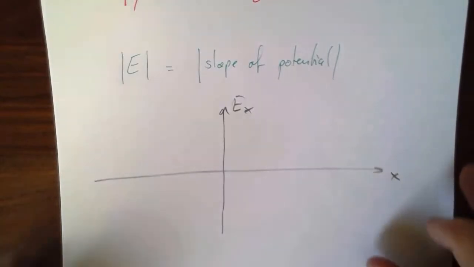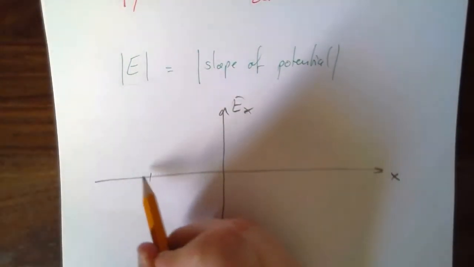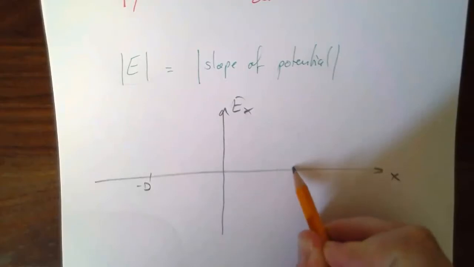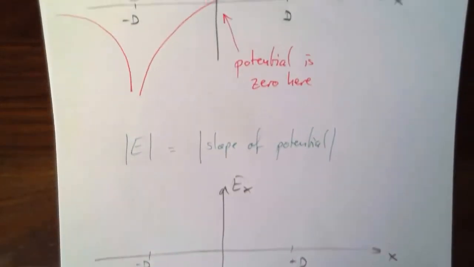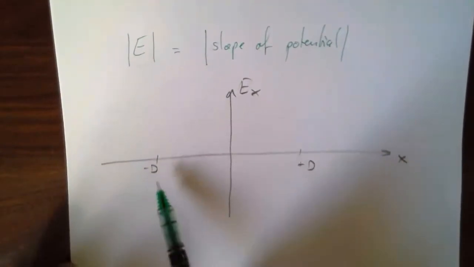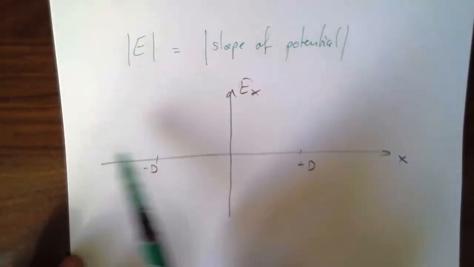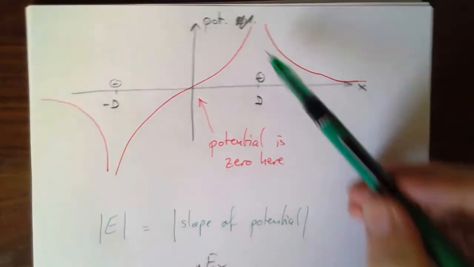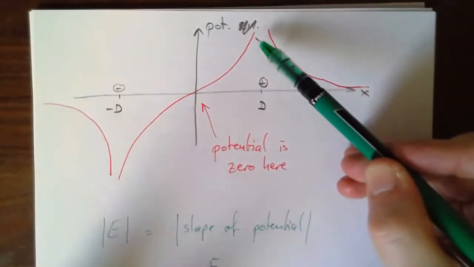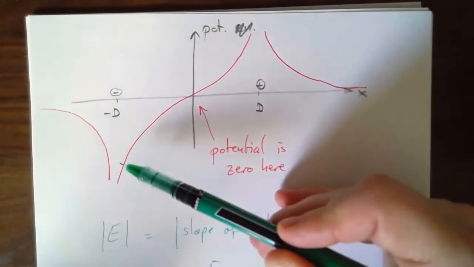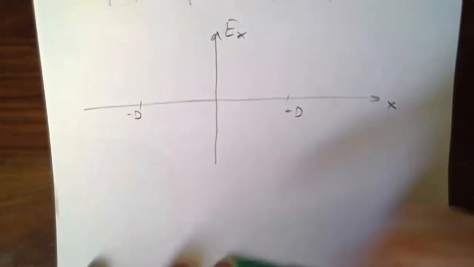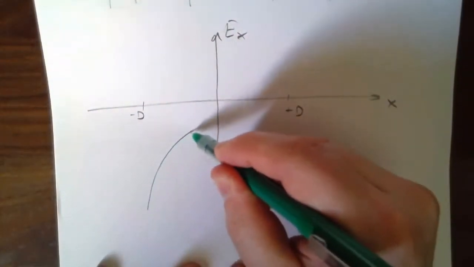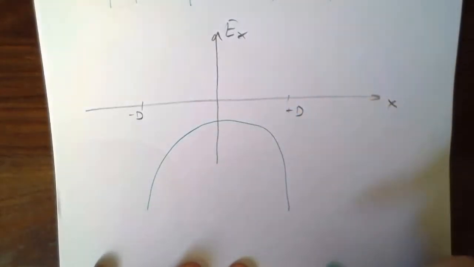Now if I draw this, here is minus d, here's plus d. The electric field I'm going to get is negative between those two, positive on the left and right. And if I look at the slope, it's not just that this goes to infinity, it also becomes infinitely steep. Same thing here. Infinitely steep to the right, infinitely steep going to the left. So my electric field is actually going to look something like this, the x component of my electric field.